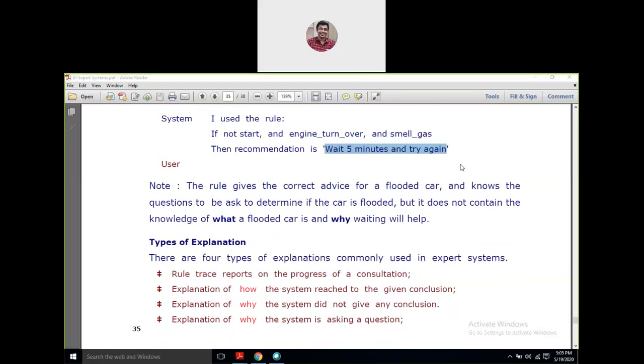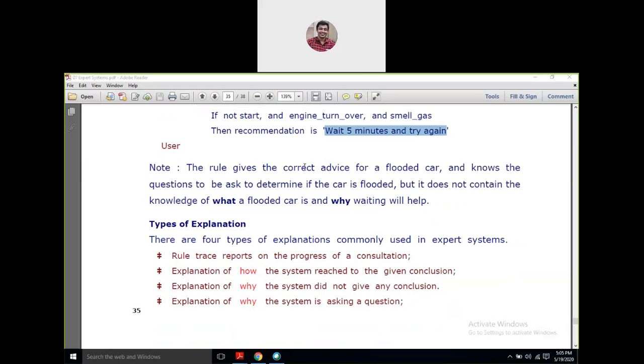So that the engine cools. Now, the rule gives the correct advice for a flooded car, and knows the question to be asked to determine if the car is flooded, but it does not contain the knowledge of what a flooded car is and why waiting will help. That means it is very much specific to a particular case in which the problem is involved. So it cannot diversify from that particular topic and go for answering any other part which is not directly associated with the topic, right?